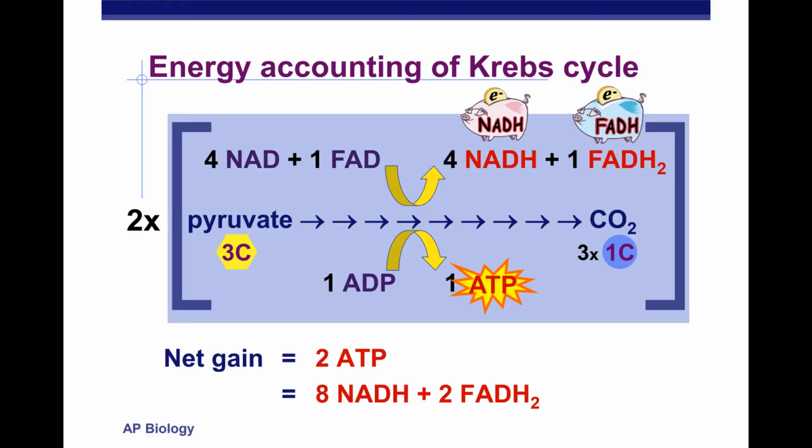Right, so here let's go through the accounting for the Krebs cycle. For every pyruvate molecule, and remember we're going to have 2 total, we will produce 1 FADH2 and 4 NADH. We're going to take that pyruvate from a 3-carbon compound all the way down to 3 individual carbon dioxide molecules, and we'll make 1 molecule of ATP while we do it. But because this happens twice, the net gain would be 2 ATP, so pretty much the same amount of ATP we made in glycolysis, but this time we're making 8 NADH and 2 FADH2.